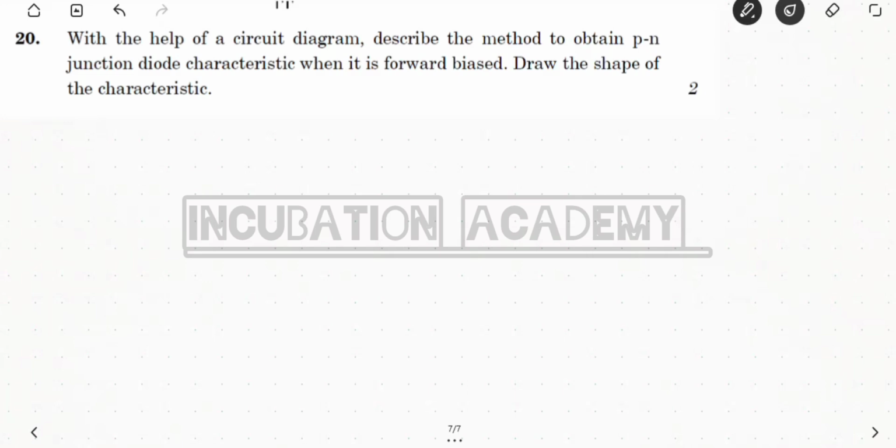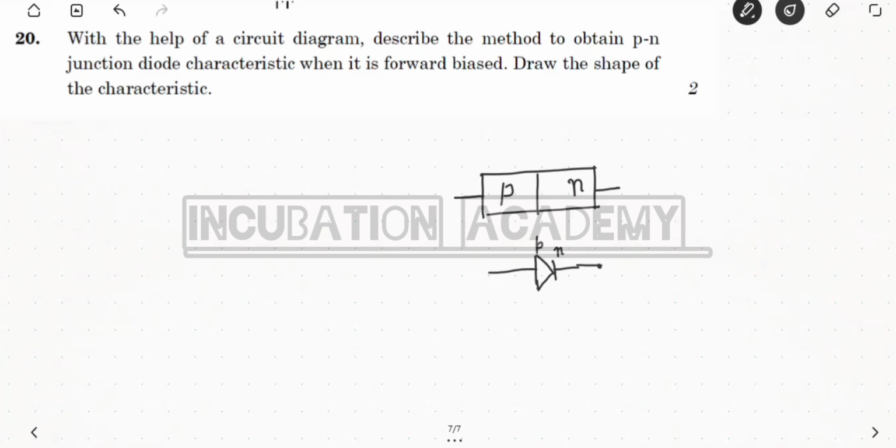Obviously, if you want to show the p-n diode, you will draw it like this. This is the p, this is the n, and here is the depletion region between them. If you want to draw the circuit symbol of the p-n diode, it looks like this. This side is p and this side is n. So this is the circuit symbol of the p-n diode.